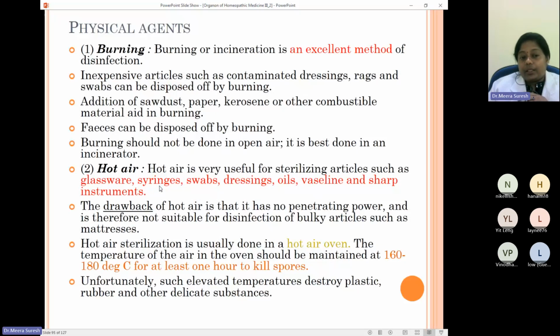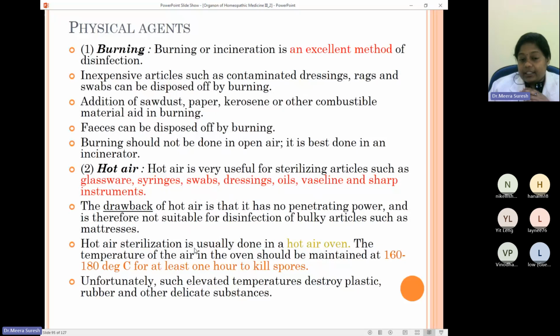because we cannot burn the glassware or syringes. We can't even use that. So the other method will be the use of ovens. The drawback of the hot air oven is that it has no penetrating power and is therefore not suitable for disinfection of bulky articles such as mattresses. That is one of the drawbacks. It is not penetrating inside.